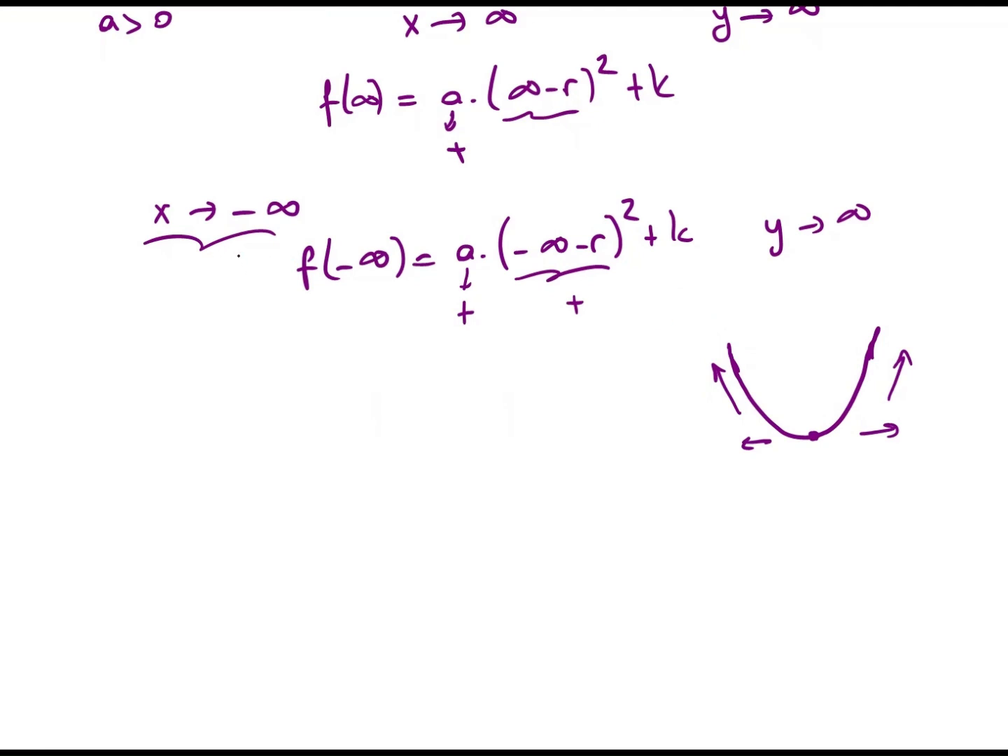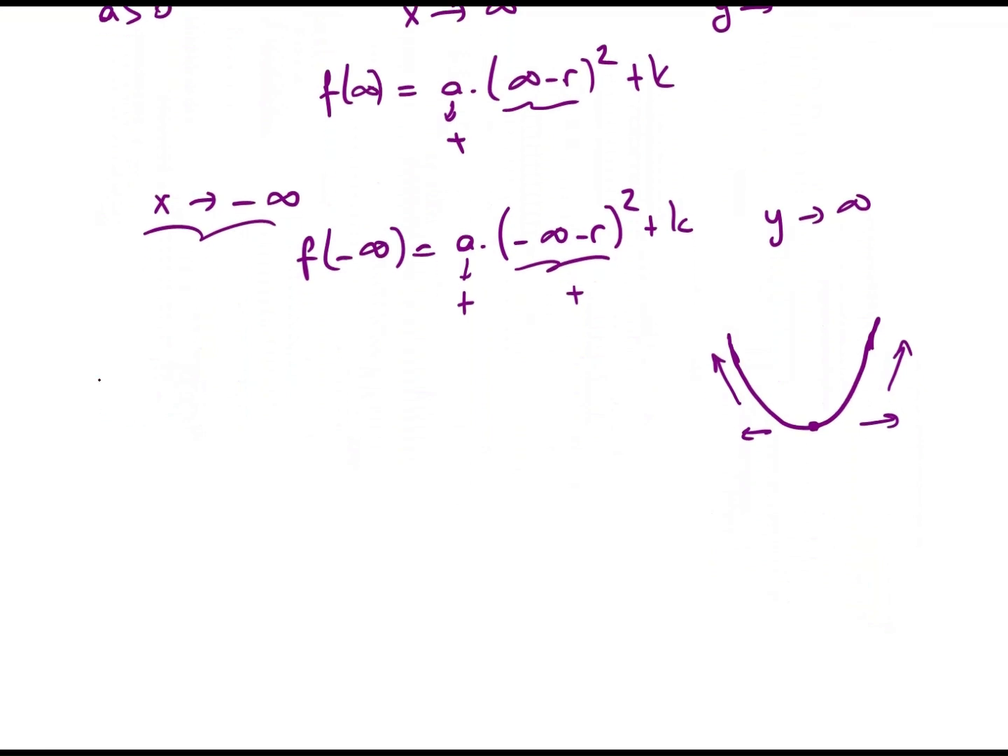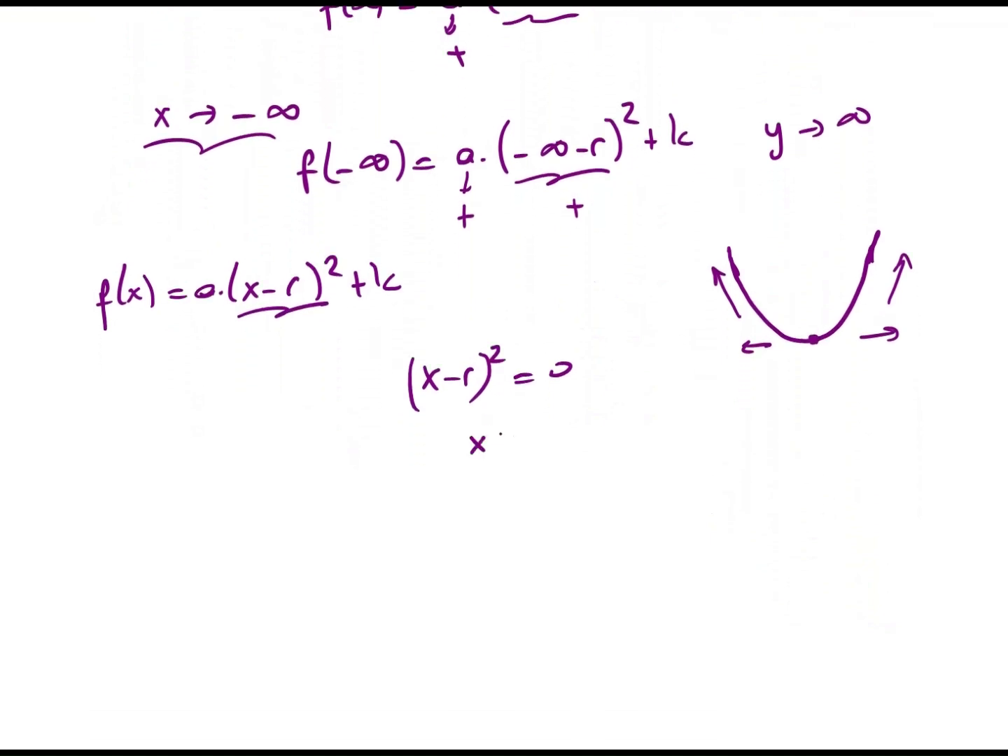We know that the square of a number is never negative. If you write the function again, a times (x minus r) squared plus k, the minimum value of the squared expression is zero, which we get when x equals r. So if we substitute the value r in the function, we will see a times (r minus r) squared plus k, which is a times 0 plus k, equals k.